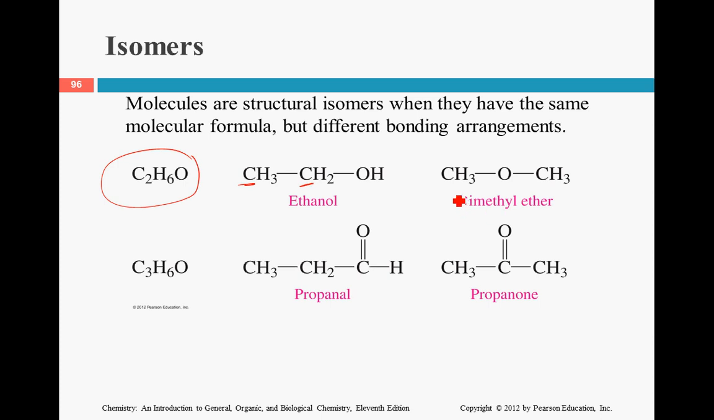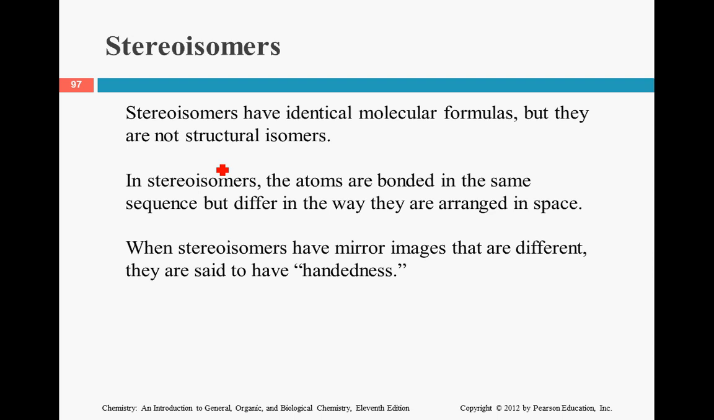With dimethyl ether, there's 2 carbons. There's 6 hydrogens and 1 oxygen. They have the exact same chemical formula, but they're arranged differently. Now we're going to do something a little bit more specific, and we're going to look at the individual carbons.